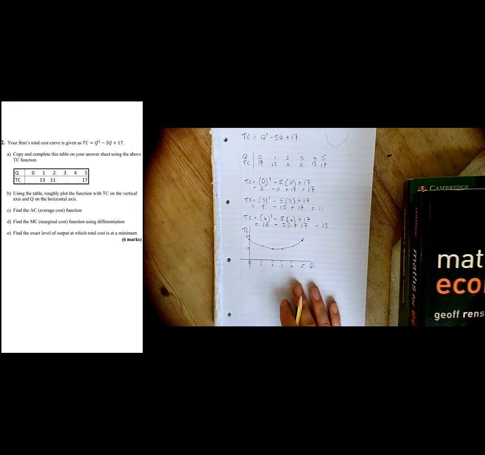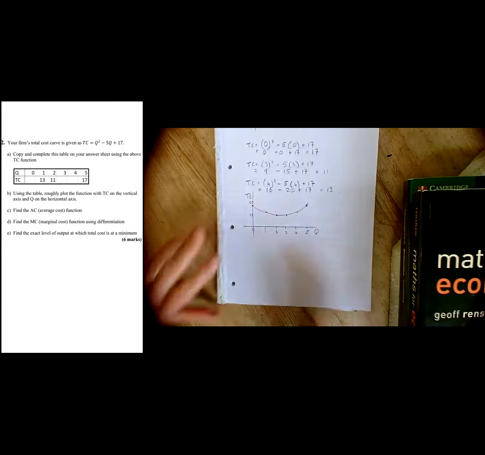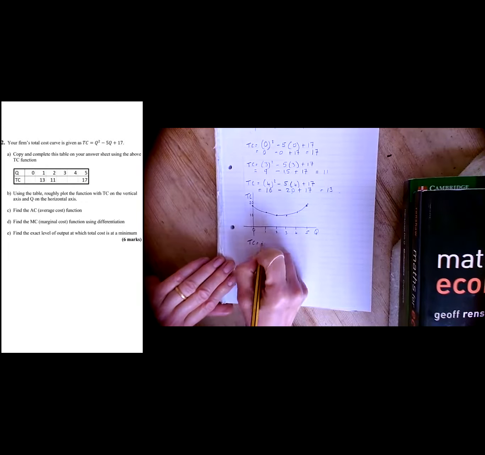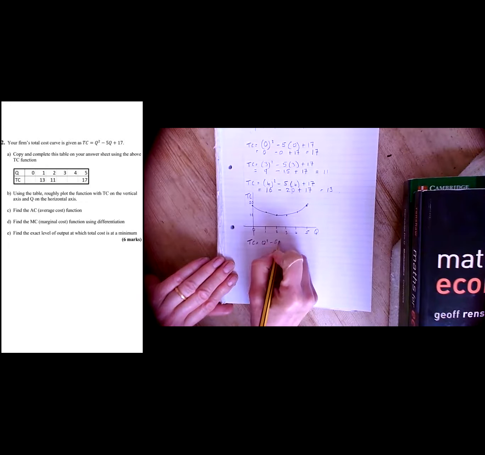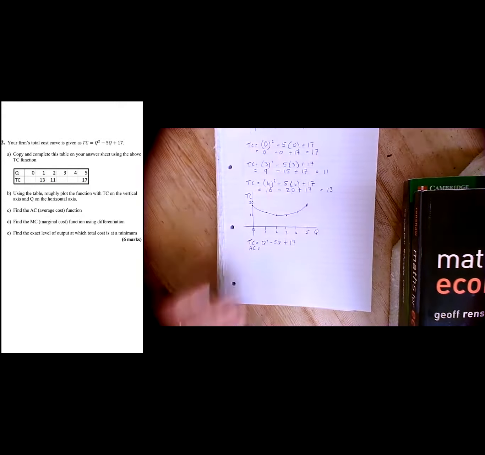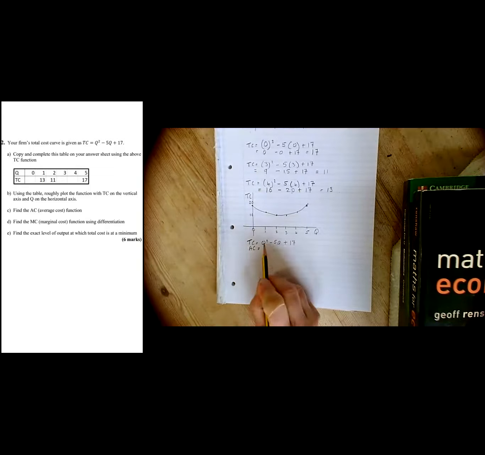Part C, we need to find the average cost function. So if total cost is q squared minus 5q plus 17, what is the average cost? So this is the total cost.